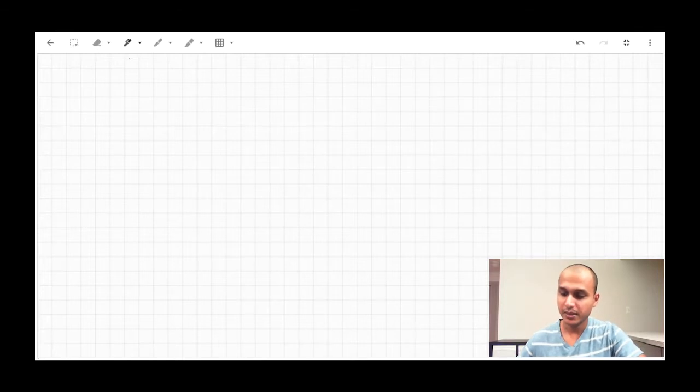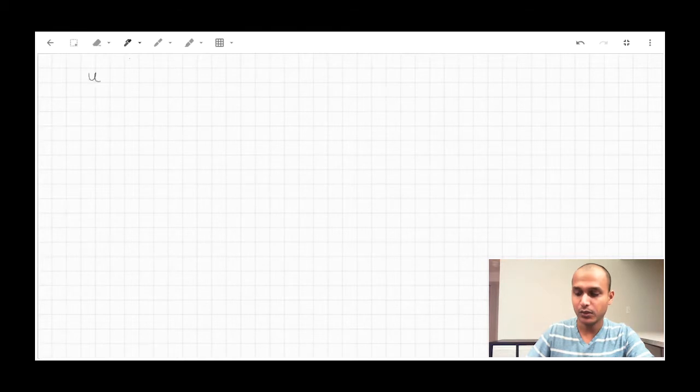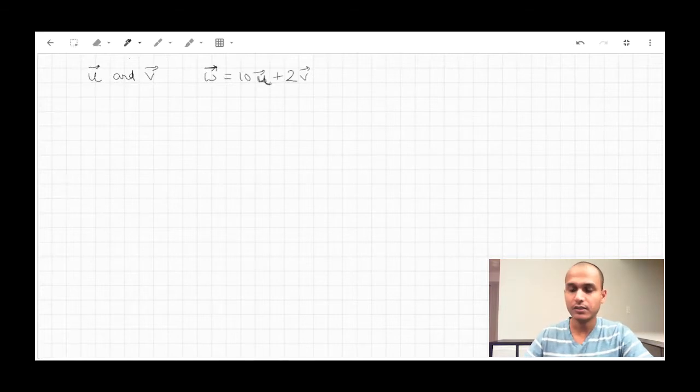So a linear combination is nothing but a way to combine vectors. Last time we saw that we can add and scale vectors, right? So let's say we have a vector u and a vector v, then a linear combination would be a vector w, which is, let's say, 10 times u plus 2 times v. Okay. So this is called a linear combination, and there's some other notion, I guess in terms of analogy, called convex combination.